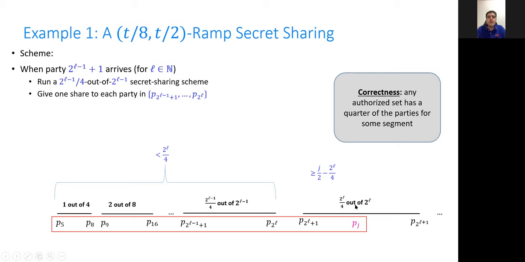And from the segment L plus 1, it contains at least G over 2 minus 2 to the L over 4. And therefore, since J is greater than 2 to the L plus 1, this is greater than 2 to the L over 4, which is the required threshold in the segment L plus 1. Each party gets a share of Shamir's scheme, which is among order T parties, and the share size is order L log.